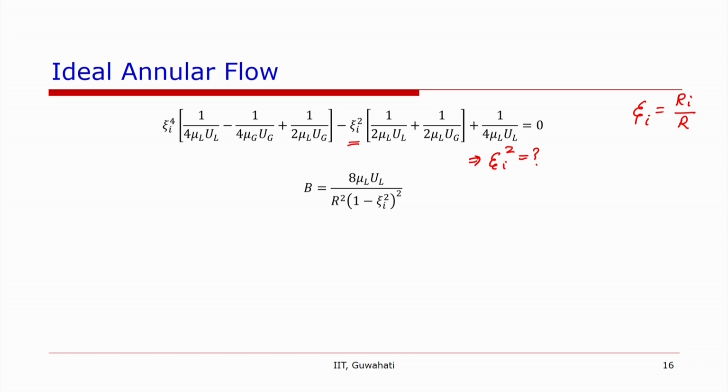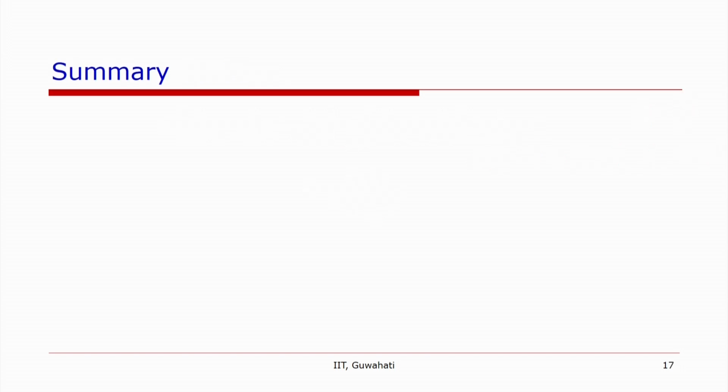Generally, with my experience, I have observed that one root is always greater than 1. So we know that that is unphysical. So we will have to choose psi I with the condition that psi I is between 0 and 1. So we can get psi I, and when we substitute it back, we will get the pressure gradient. So basically, what we have done today is solve the ideal annular flow equation starting with the basic Navier-Stokes equation.